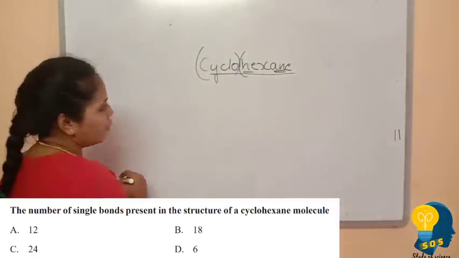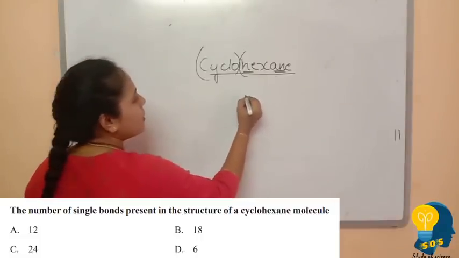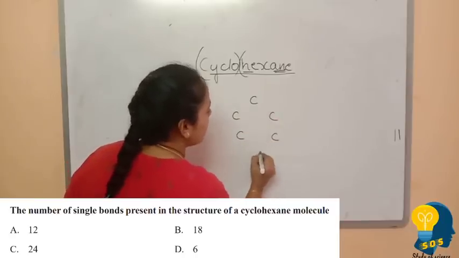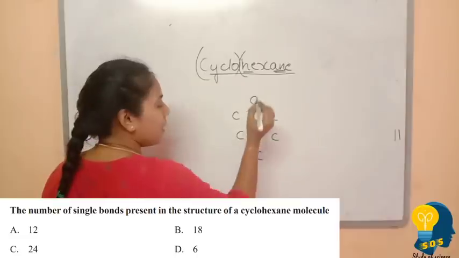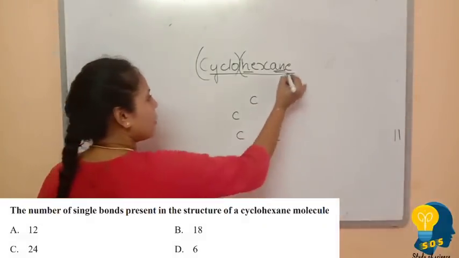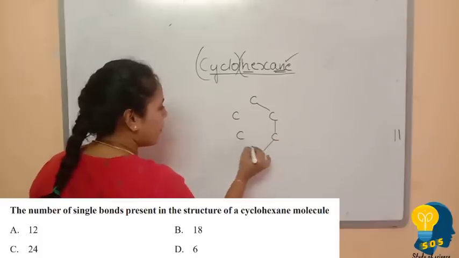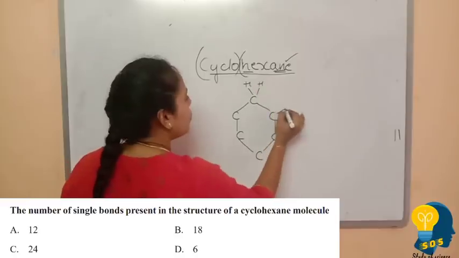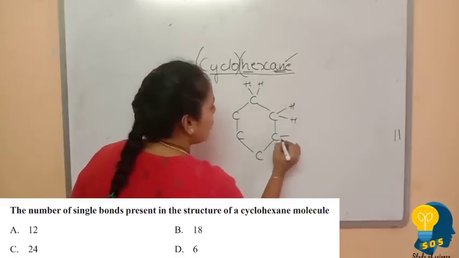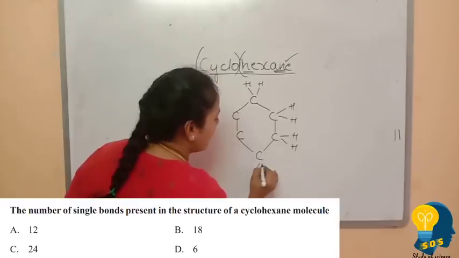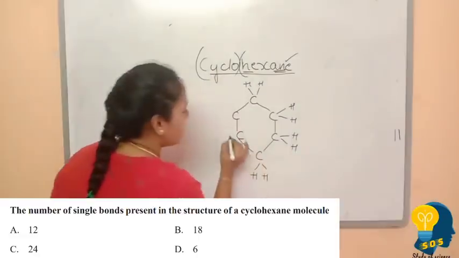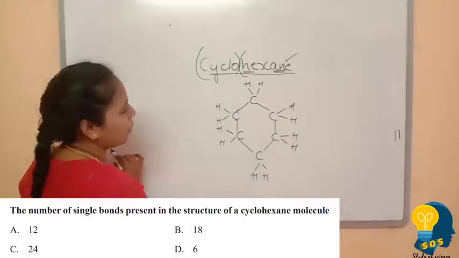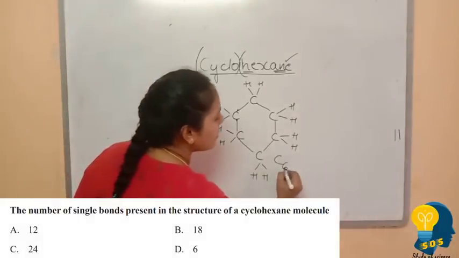So when we write the structure of this, cyclo means it will be in a cyclic structure, 6 carbons, 1, 2, 3, 4, 5, 6. So we have to write 6 carbons and there will be a single bond between each of the carbon atoms because it is ane. So single bonds between the carbon atoms and each carbon atom will be attached to 2 hydrogen atoms. You know why it is 2 hydrogen atoms? Carbon has 4 valence electrons. So each carbon atom you can observe here is attached to one another, and its molecular formula is C6H12.